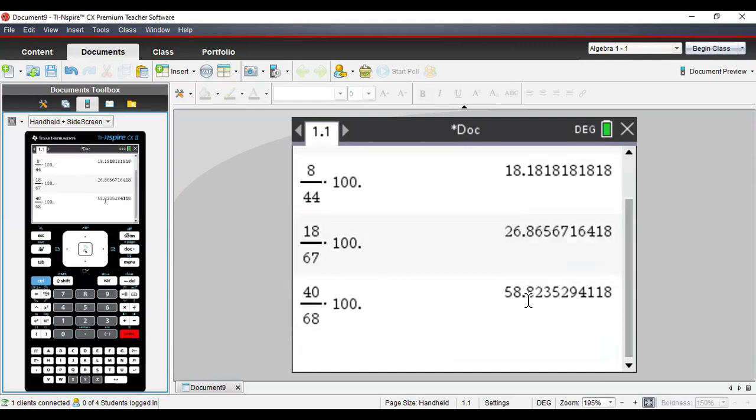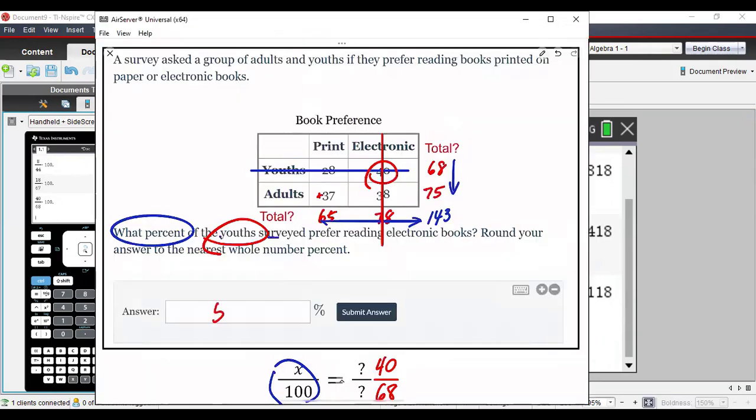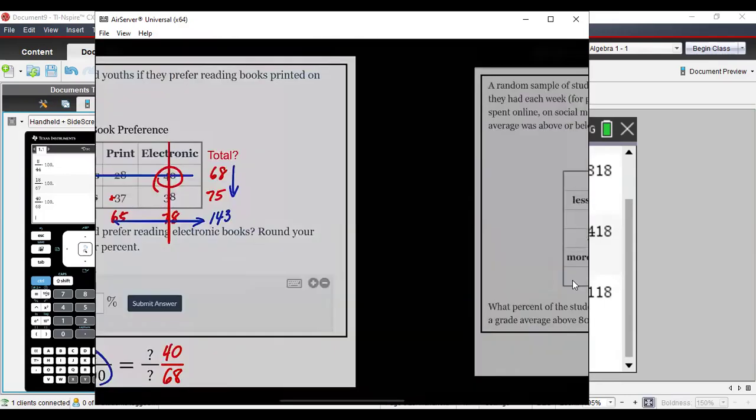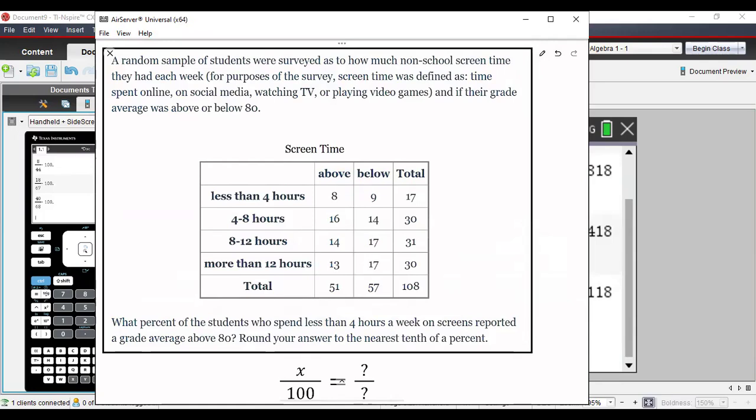And so it says 58.8%. They want us to round this to the nearest whole number. Look at the first 8, 5 above, give this a shove. So it's going to be 59. So we come here and we say 59%. All right. Now I got one more, and then I'm going to end this.